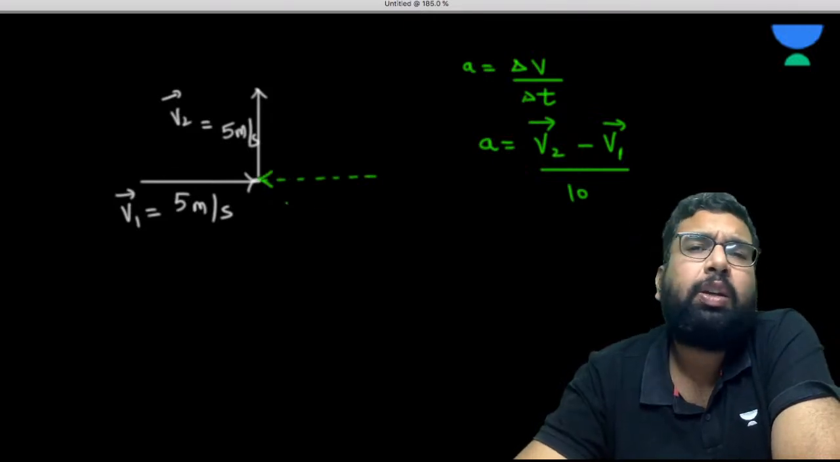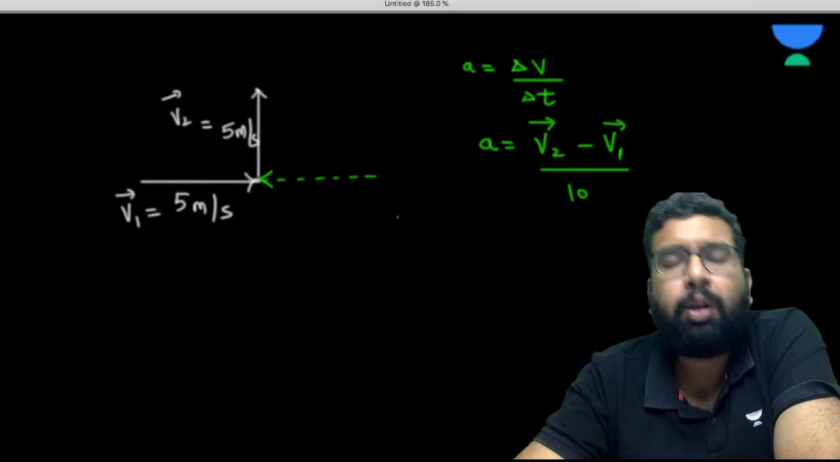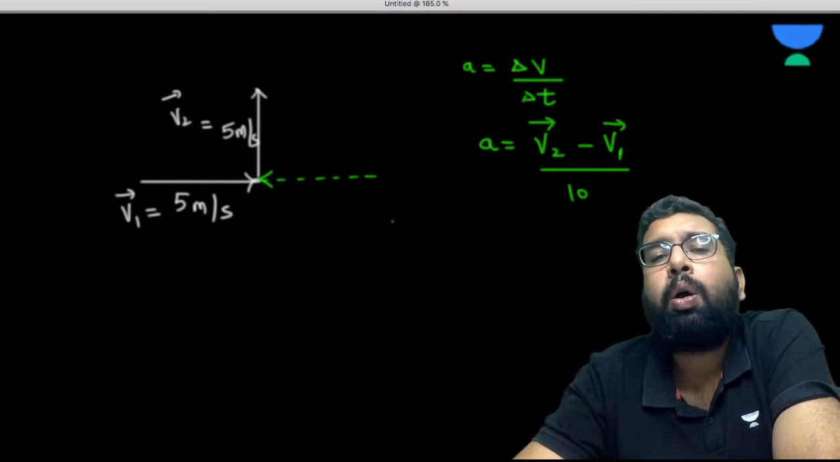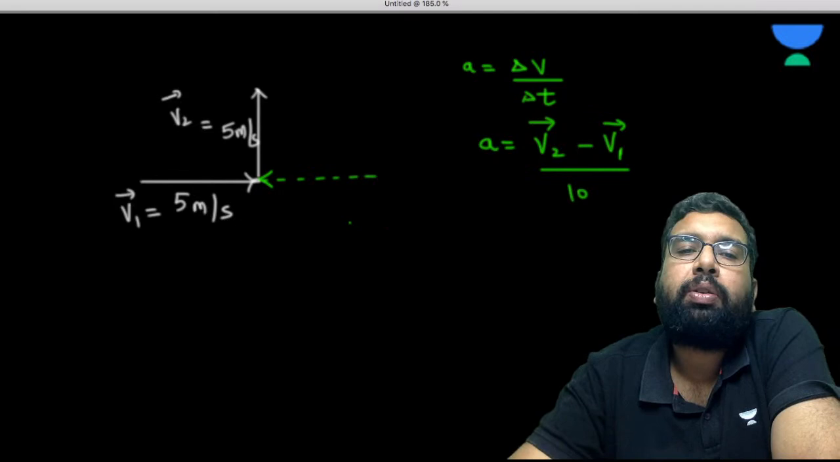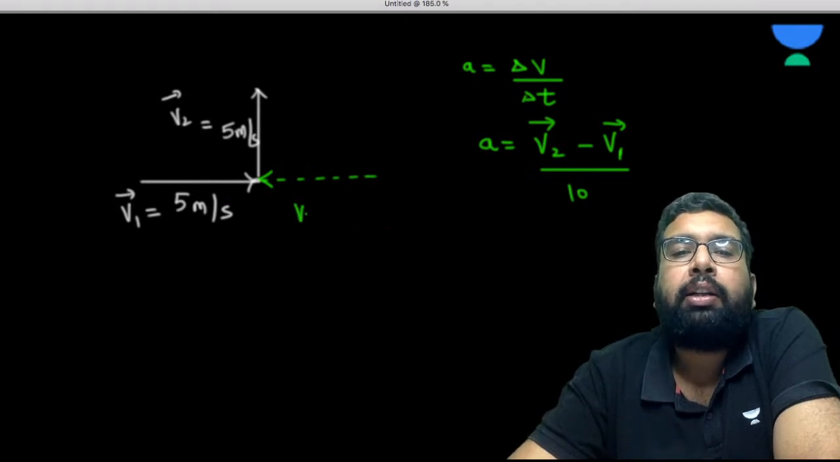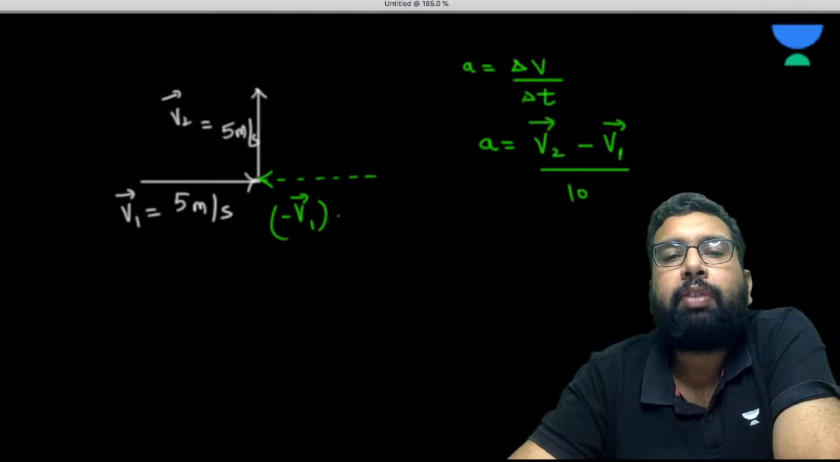Whatever way you may want, you can go by the triangle law, you can go by the parallelogram law, whichever comes to your mind first. So if I reverse the direction, this is your negative of v1 vector. Its magnitude is still equal to 5 meter per second.